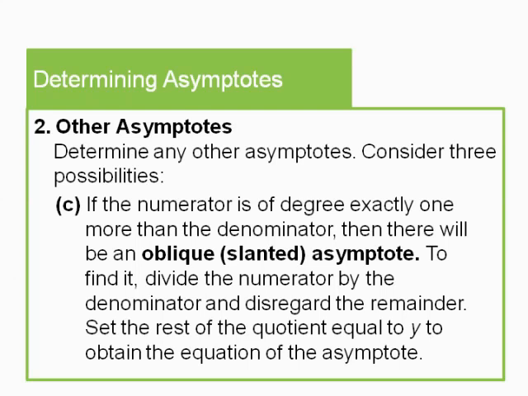And there's one more case. If the numerator is exactly 1 degree higher than the denominator, then there is no HA, but there's something called an oblique asymptote. Now, I don't really like oblique. I like the word slanted asymptote better. So Young says when the top degree is exactly one more than the bottom, you're going to have what's called, I'm going to abbreviate it, the SAW.